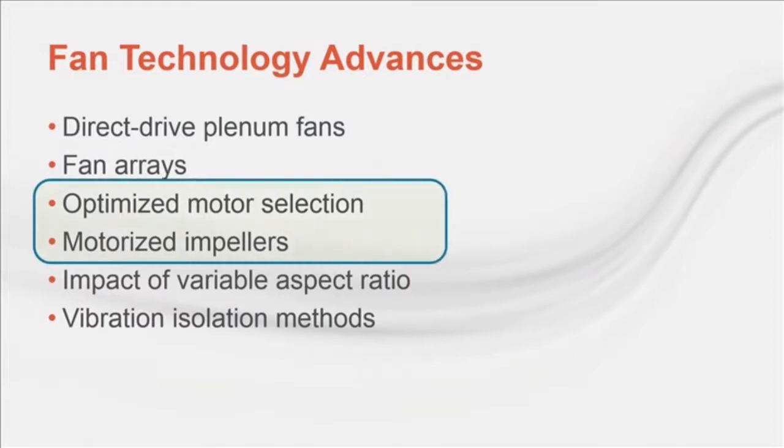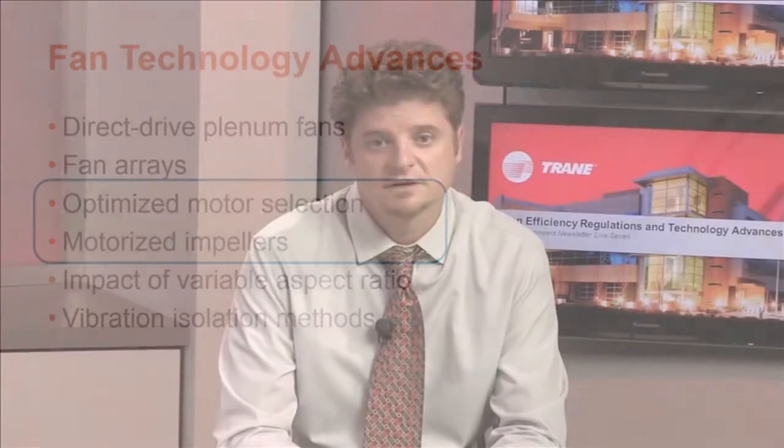First, motor sizes can now be optimized for the specific application. Next, there's even an option to integrate variable speed control into the fan assembly, something known as motorized impellers. We'll end this program with a brief discussion on the impact variable aspect ratio has on unit performance and the various vibration isolation methods you might encounter. Let's start with optimized motor selection.